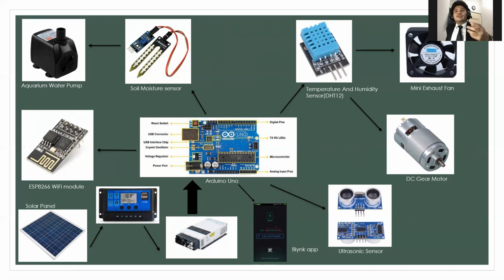After that is the ultrasonic sensor. Ultrasonic sensors are most commonly used in this project to measure the level of water in the water tank. It is a device that uses sound waves to calculate the distance between a target and a barrier, and it has many frequency cycles per second. Next is the ESP8266.